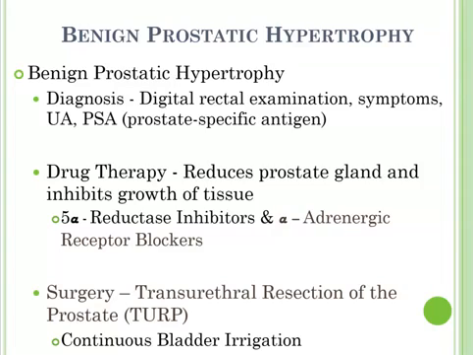There are some medications that we can use, such as your 5-alpha reductase inhibitors and your alpha adrenergic receptor blockers. Those are going to be used to reduce the size of the prostate gland and also prevent additional growth of that tissue. Some patients will need a surgical procedure. The surgical procedure is known as a transurethral resection of the prostate, or a TURP procedure. And we are going to explore this procedure in a little bit more detail when you are in our lab, when we practice with continuous bladder irrigation.